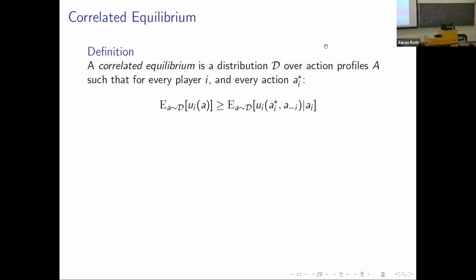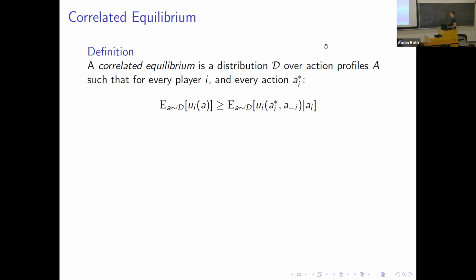And this condition is saying you can't benefit by doing anything like that. Even conditional on the suggestion that's been whispered into your ear, there's no other action a_i star that will gain you higher utility. So not just, in the stoplight game, is it better to follow the stoplight than to just go all the time? It's also not a good idea to go when there's a red light and stop when there's a green light. In general, you can't improve over playing your part of the correlated equilibrium, even after you see what your part is, assuming everyone else is also doing the same.